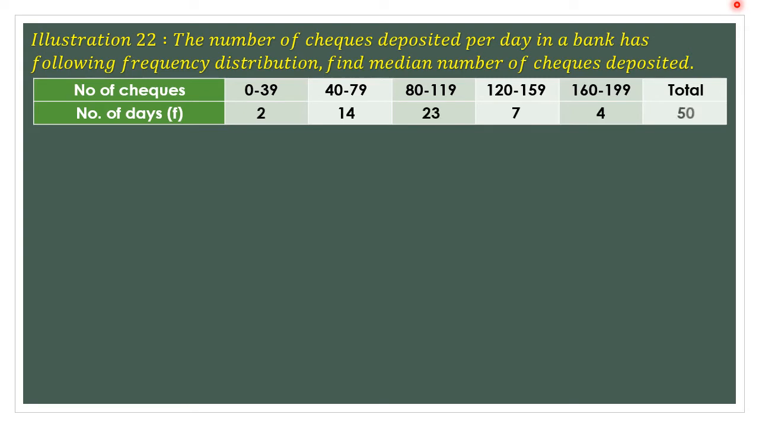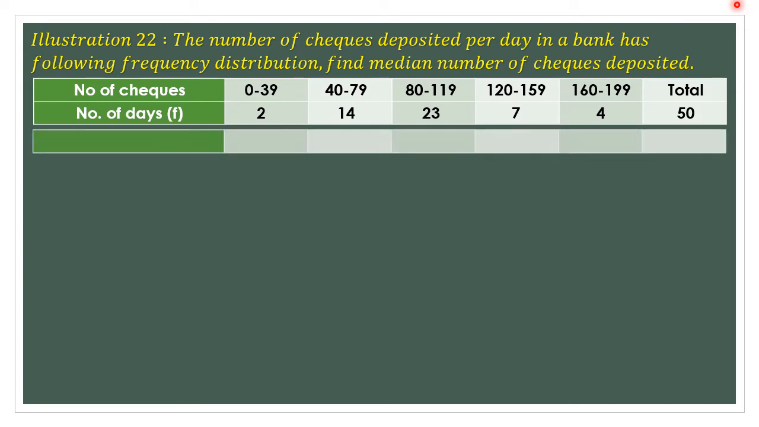The frequency is there. Now the next thing we need to do is find the cumulative frequency for that. 2 plus 14 is 16, plus 23 is 39, plus 7 is 46, plus 4 is 50. So the last value of CF is equal to the total number of days, that is the total of frequency.